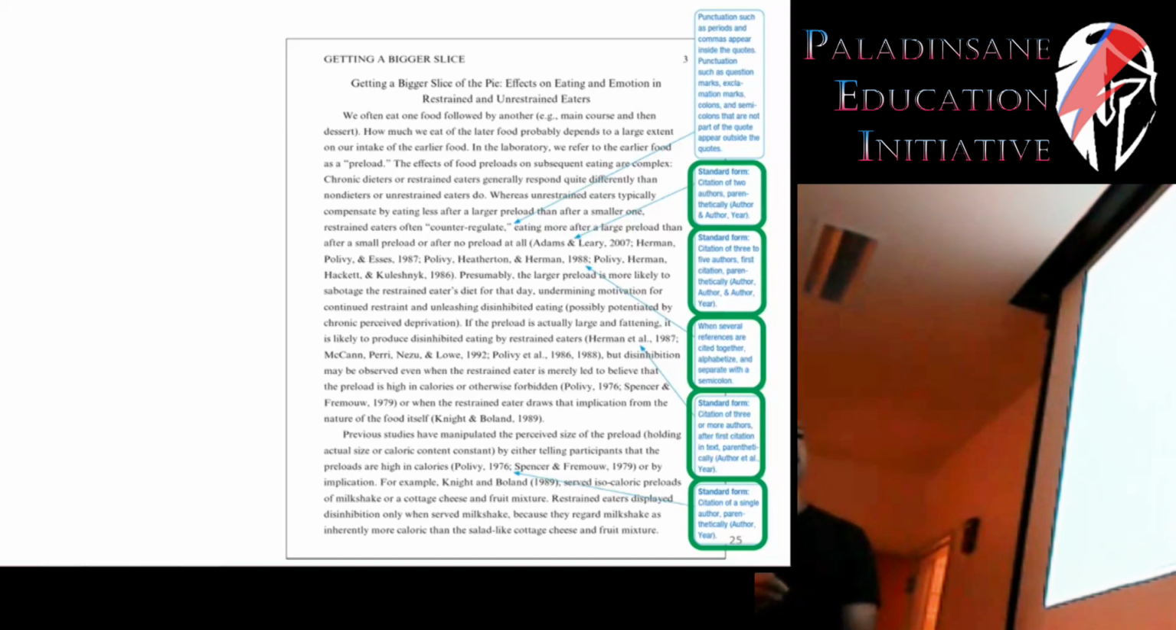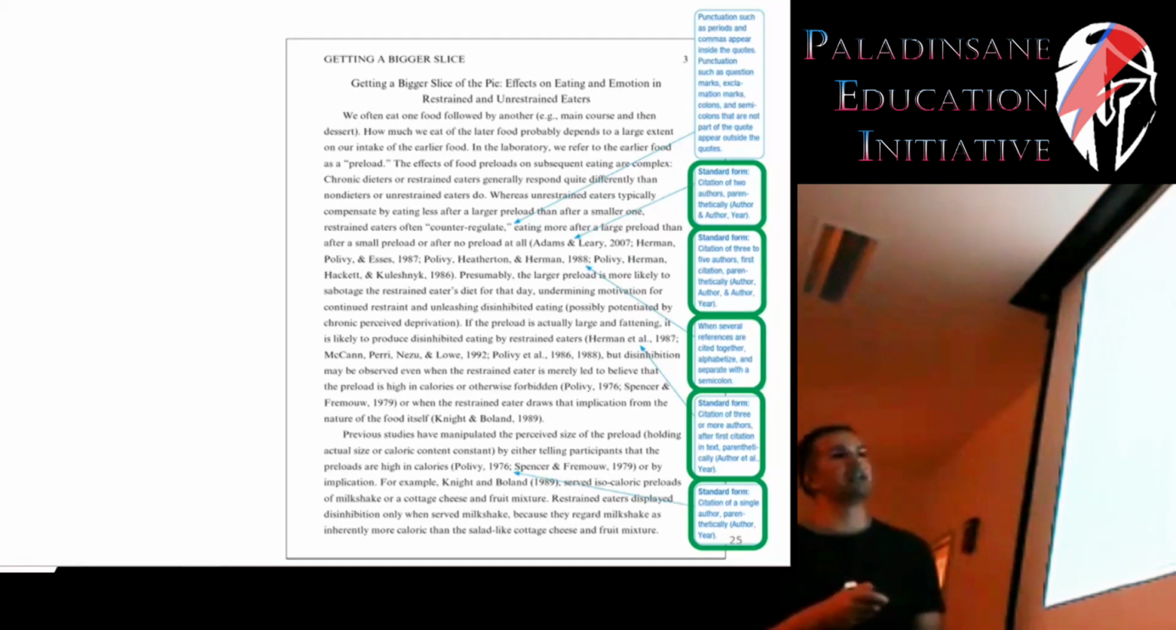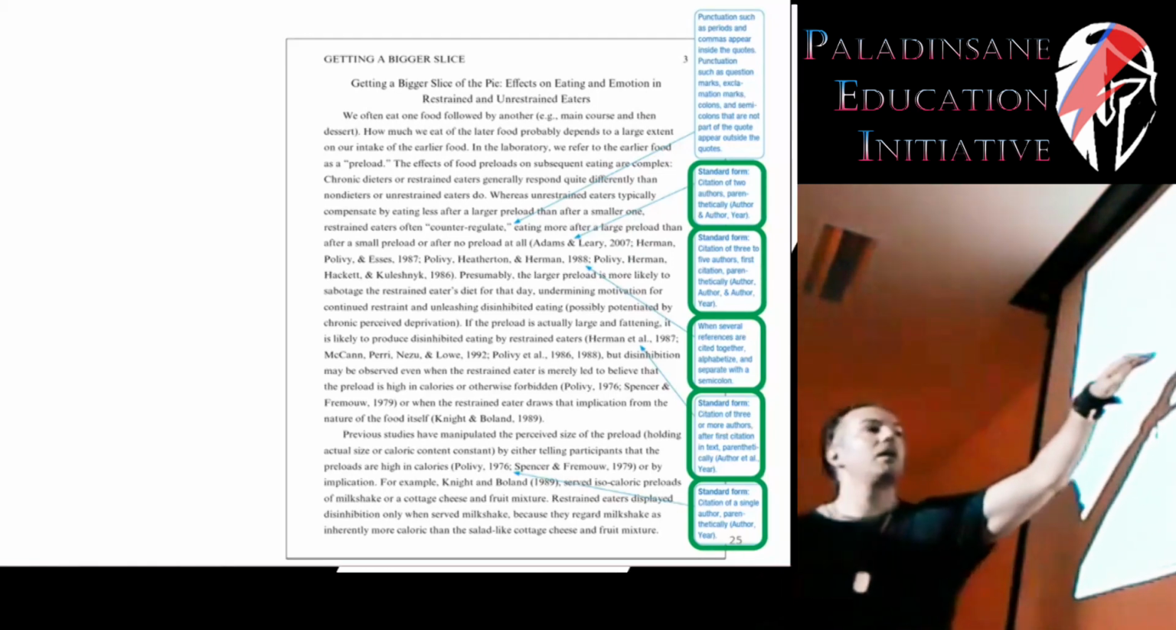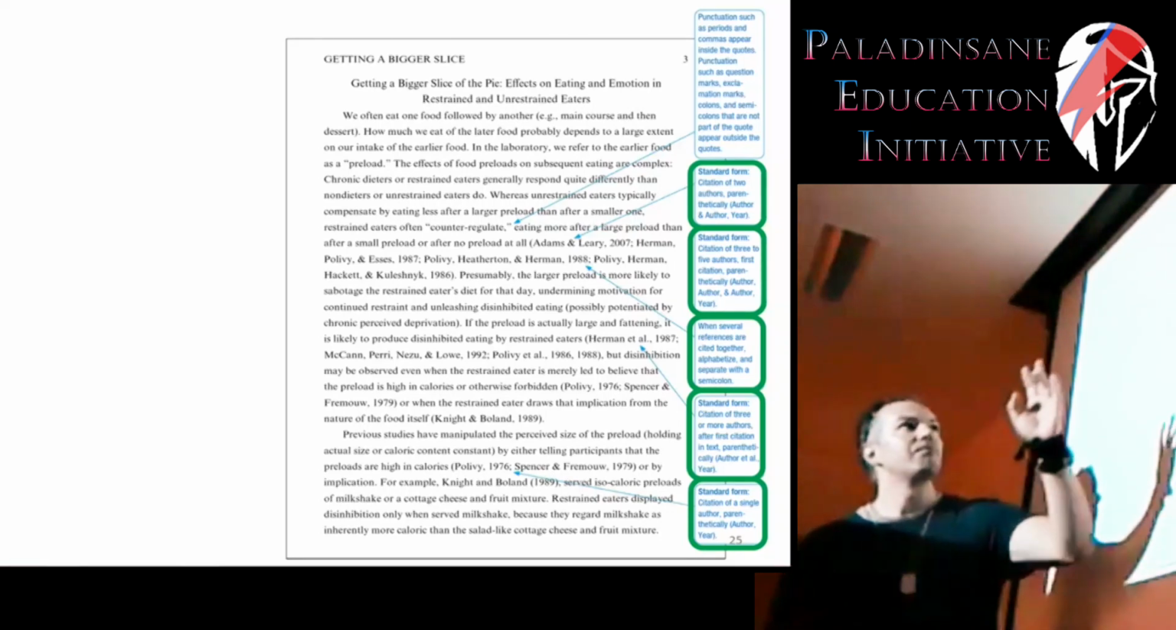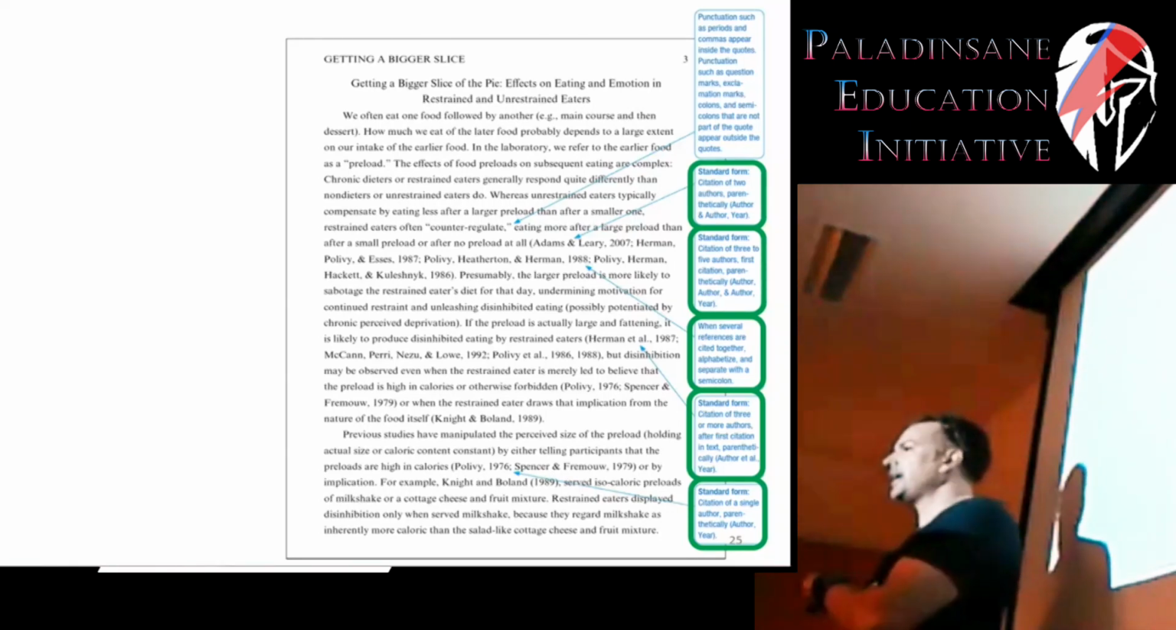This is not the author's idea. That's not their finding, that's not their work. Whose work is it? Well, it's Adams and Leary, it's Herman, Pahlavi, and Esses, it's Pahlavi, Heatherton, and Herman, Pahlavi, Herman, Hackett, and Kulshnick. It's their work. So we need to cite to show where we got our ideas from. And it's twofold. Number 1, we're giving credit.